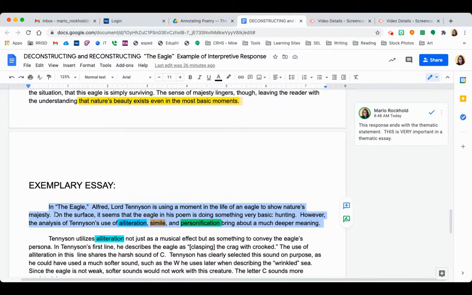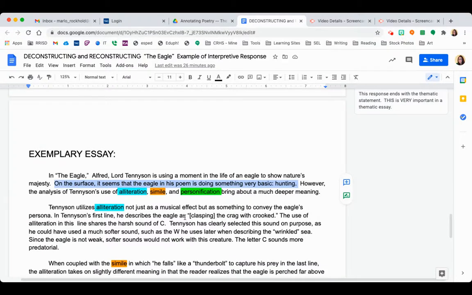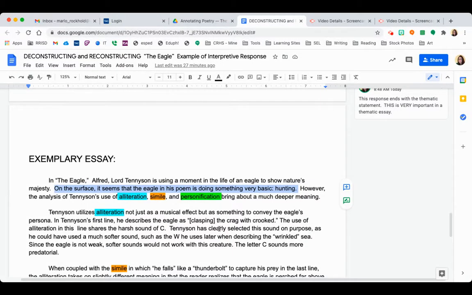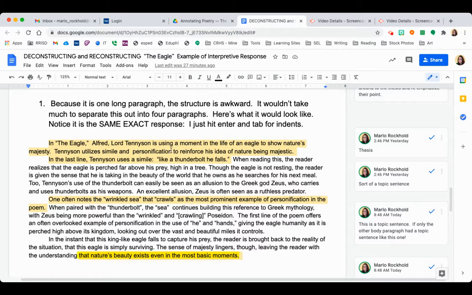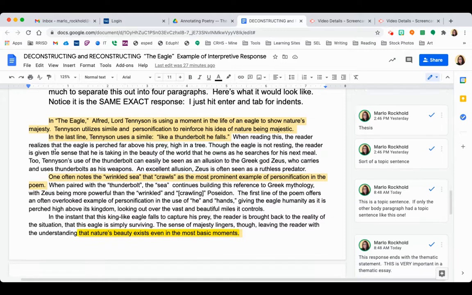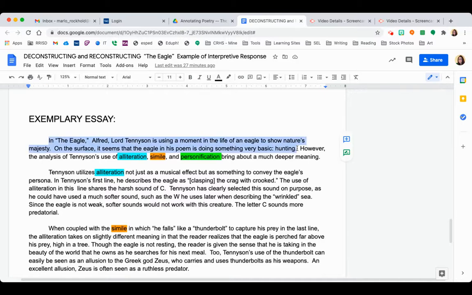I did add in, "On the surface, it seems like the eagle in this poem is doing something very basic, hunting." I wanted to re-emphasize that. I didn't necessarily need to do that, but I thought it was a good segue to the next part of my thesis. In this one, it says Tennyson utilizes simile and personification to reinforce this idea of being majestic. Honestly, I could have reiterated that and simply added in alliteration, and this paragraph would have been the same basic thing. The important part here is that you are identifying part of the theme.